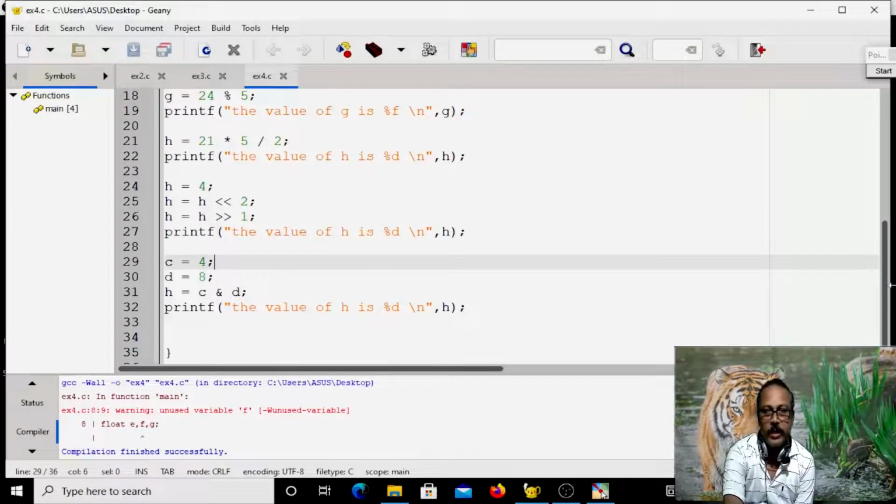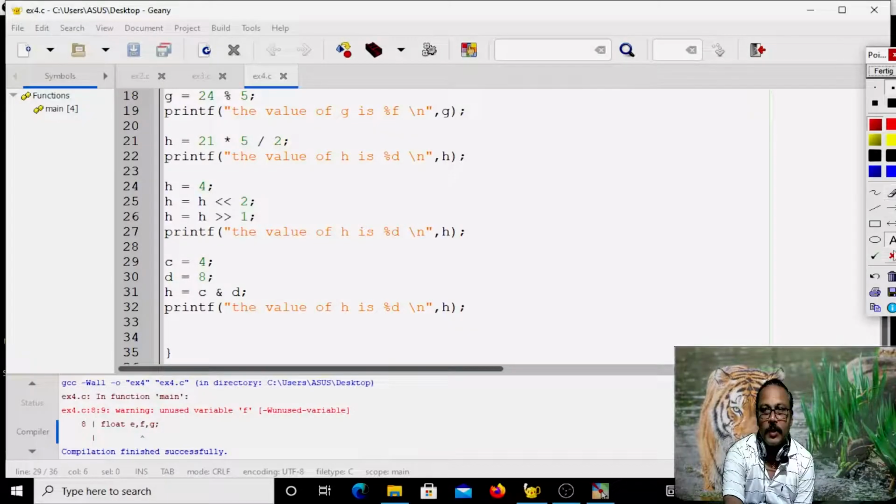So if you take 4, it is 100. If you take D, it is 1.